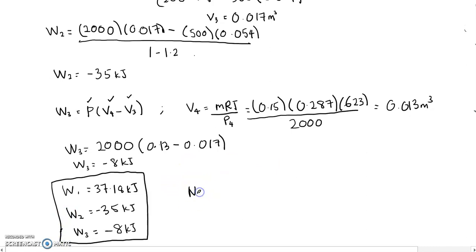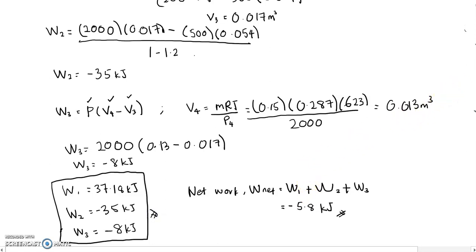So your net work is the total of W1 plus W2 plus W3. Substituting here, you will get negative 5.8 kilojoule. Some of you may get a different answer, like negative 4 something, because here I rounded up the value for V4. That's why I got negative 8. Some got negative 7 kilojoule. Anyhow, it's correct. So this is your final answer.